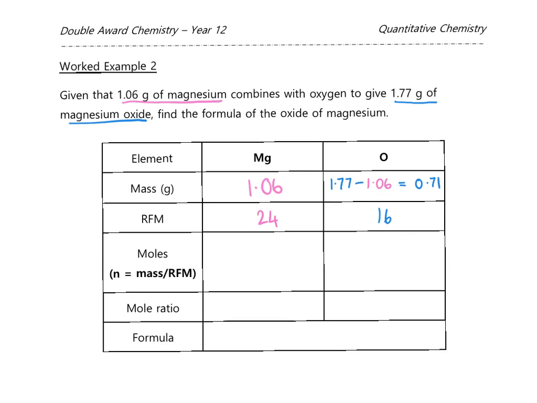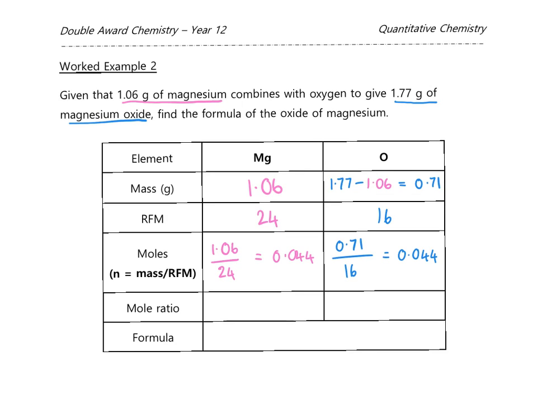Calculate your number of moles now using the equation N equals mass over RFM. So for magnesium, that's 1.06 divided by 24, which gives you 0.044. Again, try to type this in your calculator as we go along. For oxygen, we are doing mass, which is 0.71, over RFM, which is 16, and that gives us a number of moles, again, of 0.044.